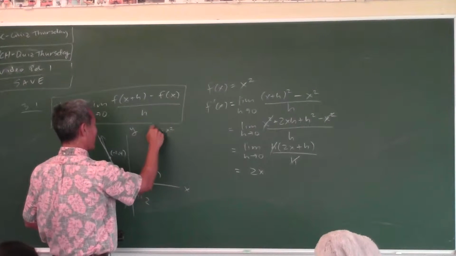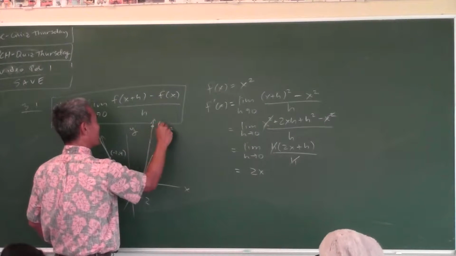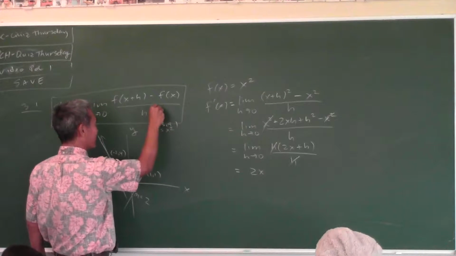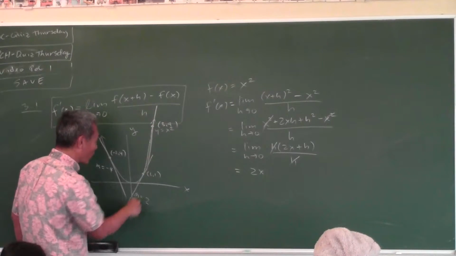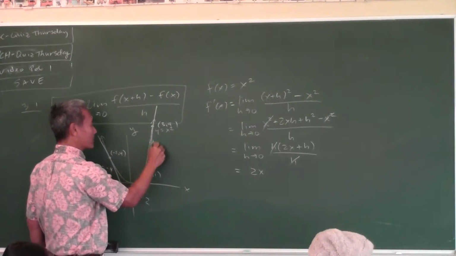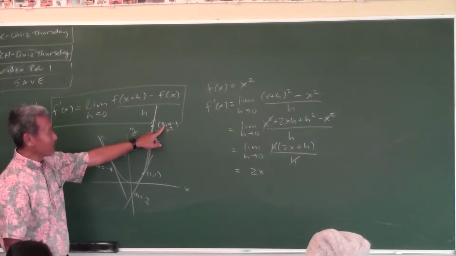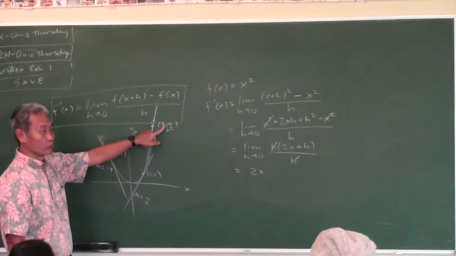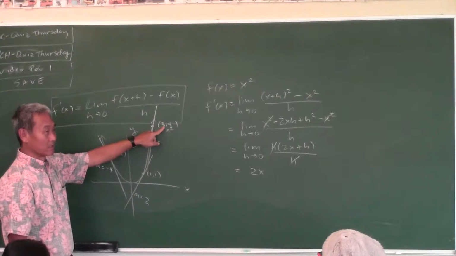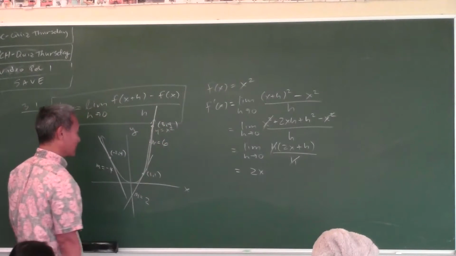Way up here somewhere. How about like 3, 9? Now it's getting steeper, yeah? Like that. What's the slope of the tangent line right there? Well, just look at the x value and multiply it by 2. 6!